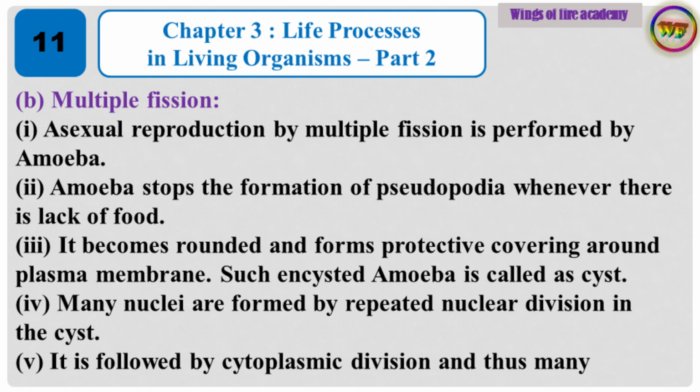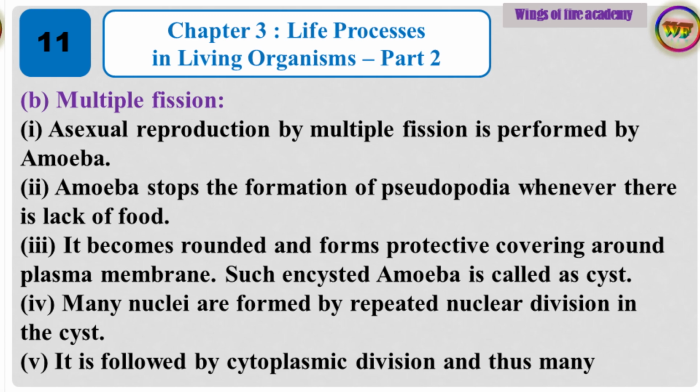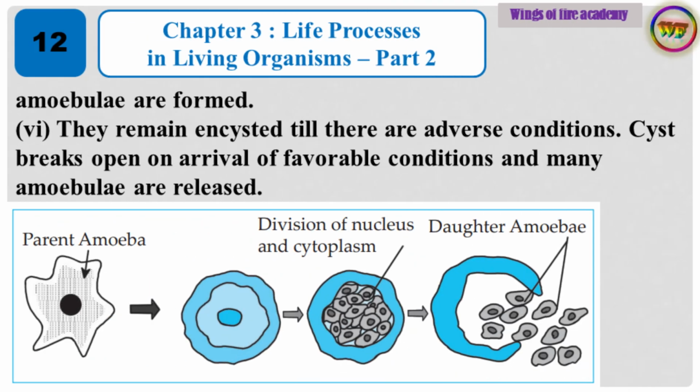Point 4. Many nuclei are formed by repeated nuclear division in the cyst. Point 5. It is followed by cytoplasmic division and thus many amoebulae are formed. Point 6. They remain encysted till there are adverse conditions. Cyst breaks open on arrival of favorable conditions and many amoebulae are released. Diagram is given directly.